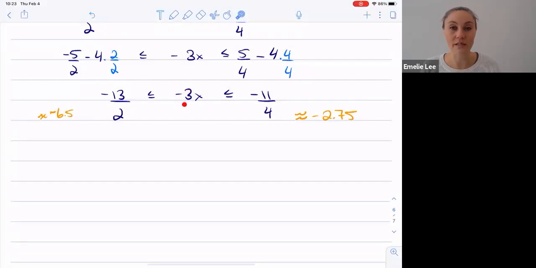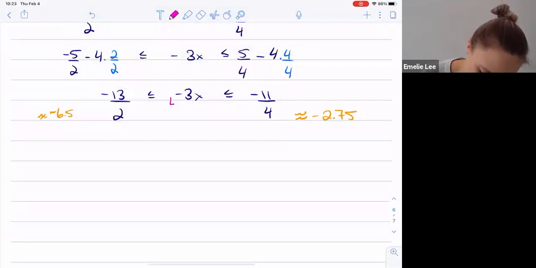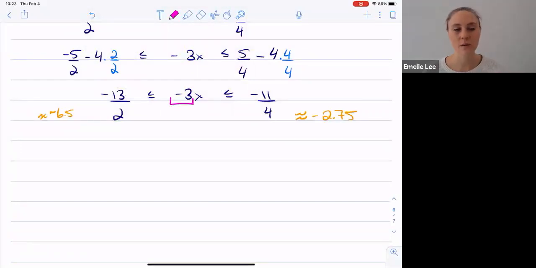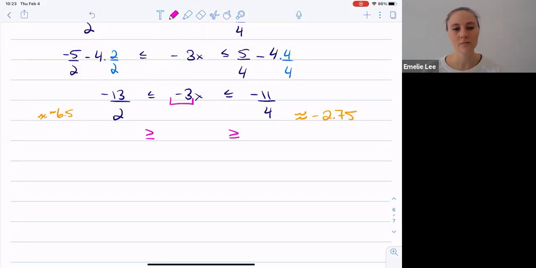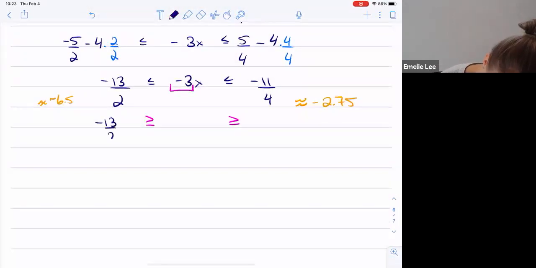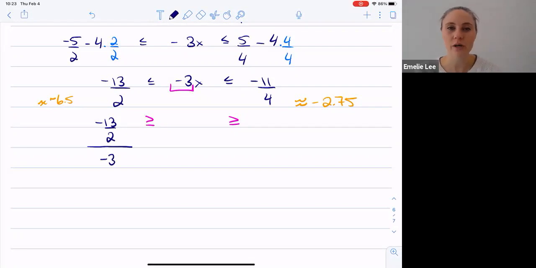Now what I need to do is divide both sides by negative 3. And this negative 3 means I have to switch the sign. So when I divide by negative 3, these signs have to get switched around. So I'm going to do that right away. So I have negative 13 over 2, and then that's divided by negative 3. Notice how I'm structuring it as if it's a fraction over a fraction, because then when I flip and multiply, I can treat negative 3 as negative 3 over 1.